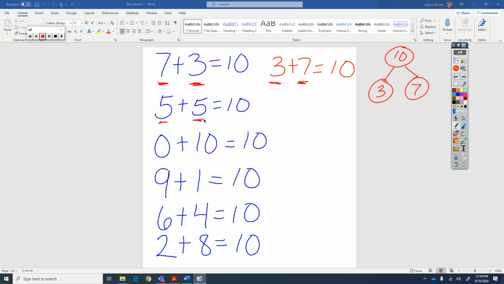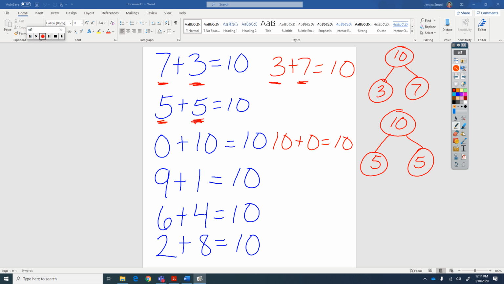This one, 5 plus 5, those are the same numbers, so even if I switch it, it's always going to say 5 plus 5. So here's the number bond for 5 plus 5. 10 always is what it's making, and 5 and a 5, and since they're the same, it won't matter if I switch it. All right, I can do the same thing on 0 plus 10. If I switch it, it won't matter. If you have 0 and you put 10 with it, you're always going to have 10.